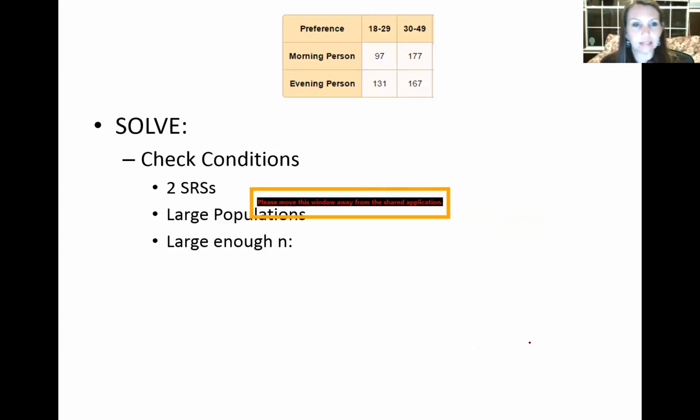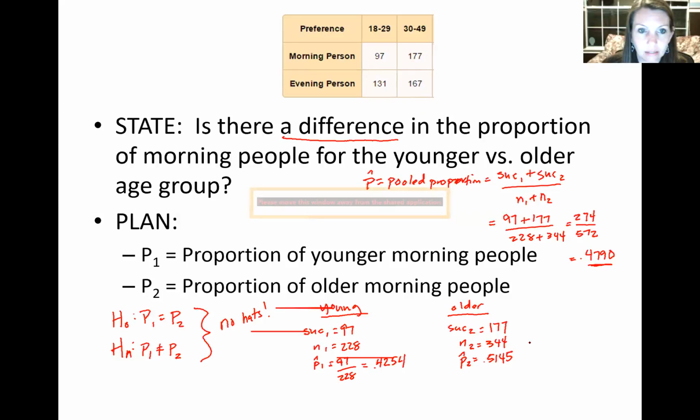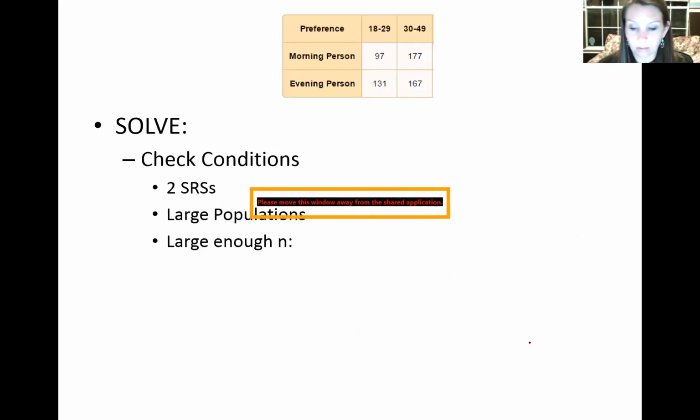Okay, so next we can move on to step 3, which is the solve step. And the first thing we do in the solve step is check our conditions. And we have basically 3 conditions here. First condition is that we have 2 simple random samples. Looking at my question here, it just says that a study was conducted. It doesn't necessarily say how they did the study, but it doesn't give us any indication that they did anything bad or just took a voluntary response sample or anything. So we always give them the benefit of the doubt unless we can prove otherwise. So we're going to say check on the 2 simple random samples.